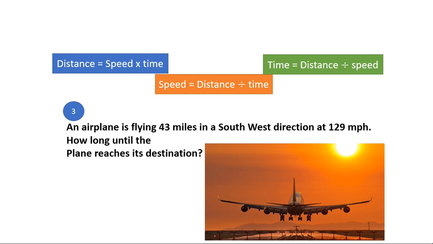Here's your third and last example for today. Now, this one's a little bit more spicy, so please don't worry if you get into panic on this. An aeroplane is flying 43 miles in a southwest direction at 129 miles per hour. How long until the plane reaches its destination? So we want to know how long it will take until the plane lands. We know it's flying 43 miles. Southwest is neither here nor there at 129 miles per hour. Pause the video now and work out, do you know the speed or the distance or the time?